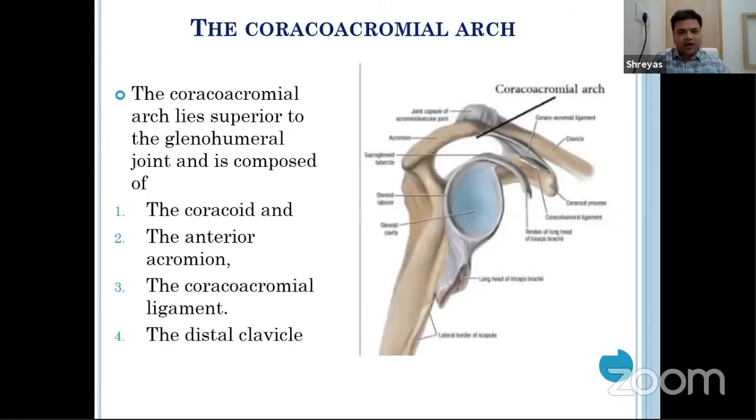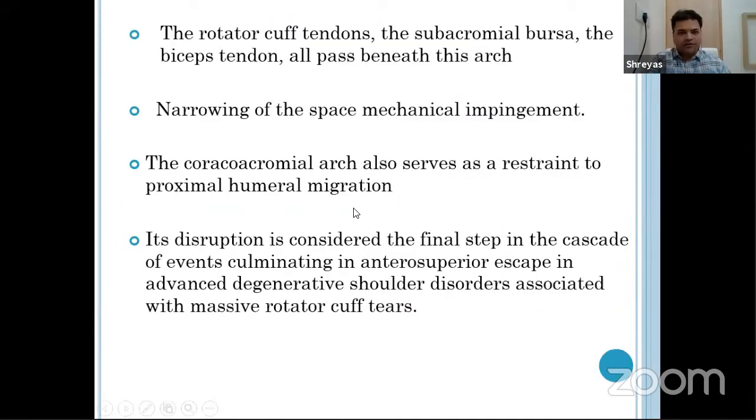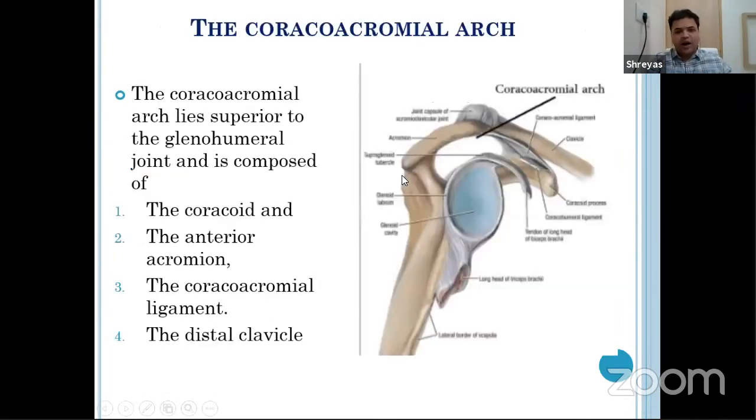The coracoacromial arch lies superior to the glenohumeral joint, and it is formed by four structures: the acromion process, the coracoacromial ligament, the coracoid process, and the distal clavicle. Generally, the rotator cuff tendons, especially the supraspinatus, the subscapularis bursa, and the biceps tendon, all pass beneath this arch. The space is required for the normal functions of the shoulder joint.